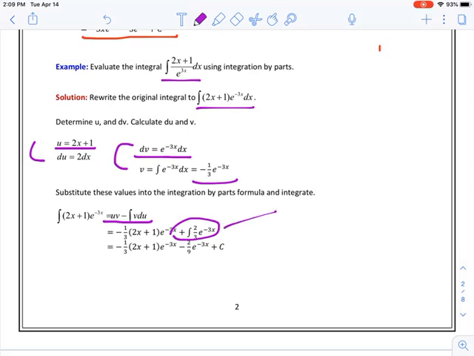The last thing to do is find the antiderivative of 2/3 e to the negative 3x, which is then negative 2/9 e to the negative 3x. And putting it all together, we get our final answer.